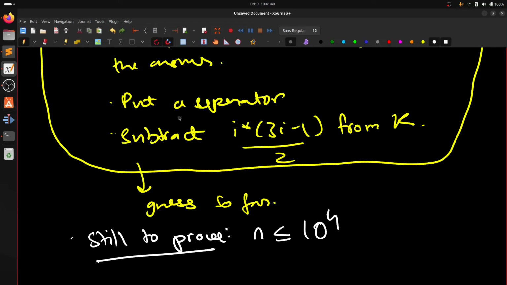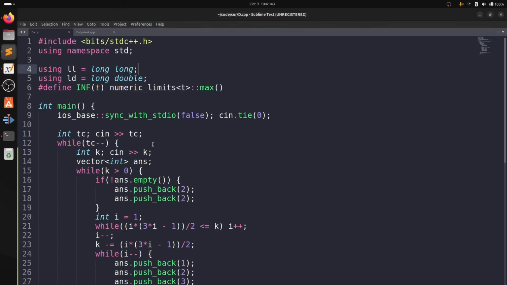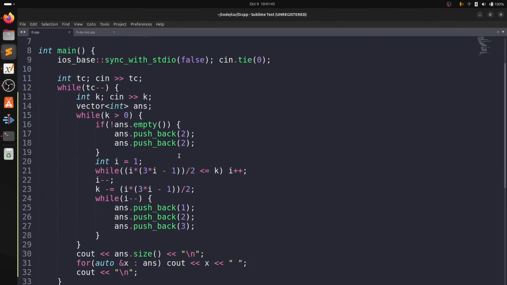So first, let's just have a look at the code for this. Then we'll prove this remaining part. Okay. So let's have a look at the code. We take in k, we create a vector of answers. If the answer is not empty, that means that there's already something there. We need to push a separator. So we push back 2 and 2.